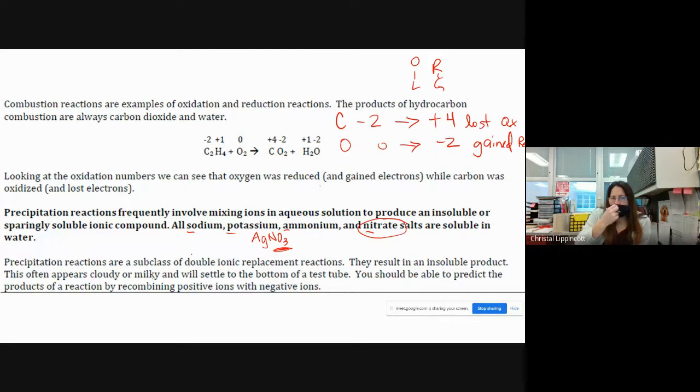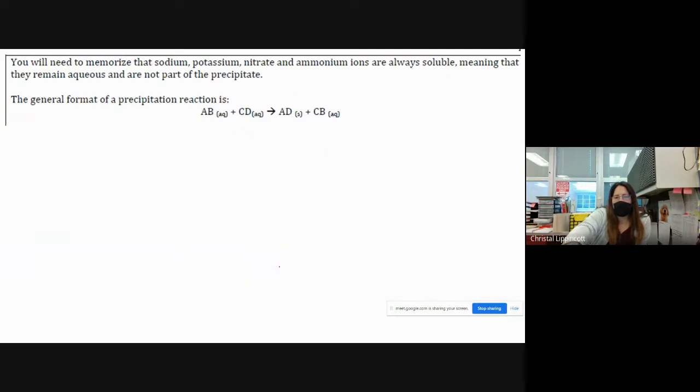Precipitation reactions then are a subclass of double ionic replacements. They typically will result in an insoluble precipitate, and that often appears milky or cloudy. It's going to settle to the bottom, and you can predict which products are of that by looking at those positive and negative ions.